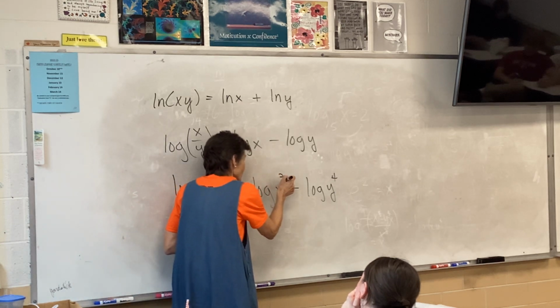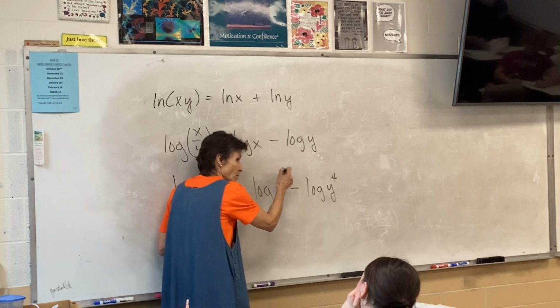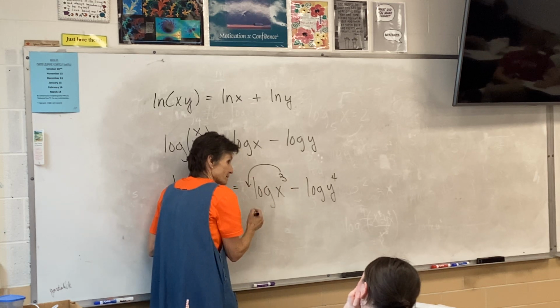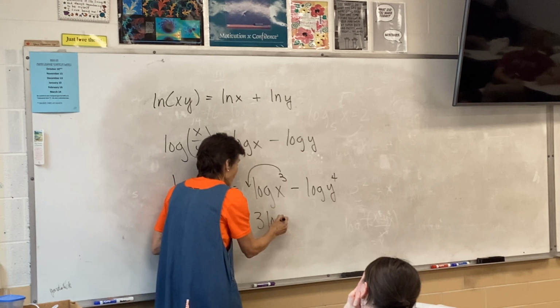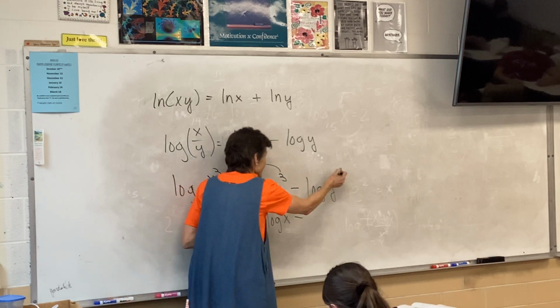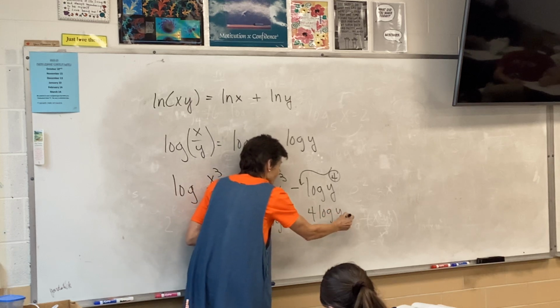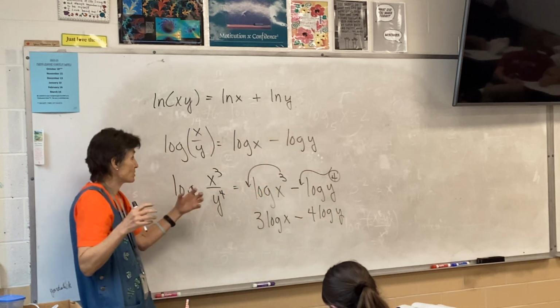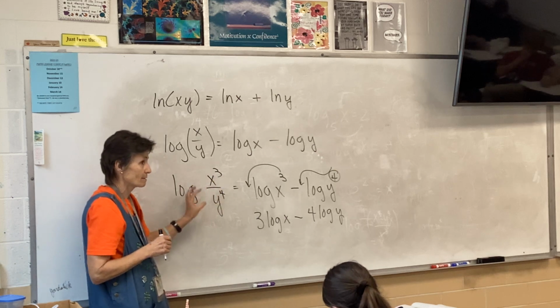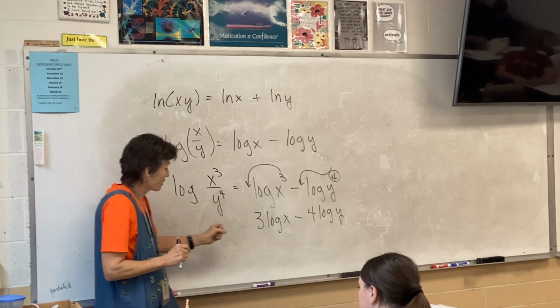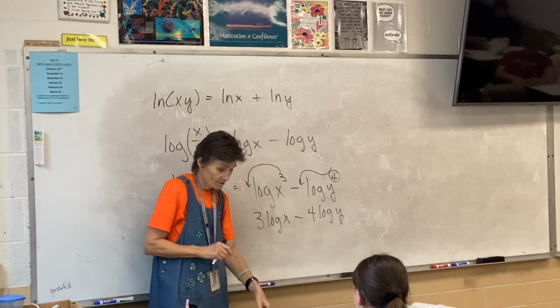Now, there's one more step. Who remembers where these exponents go? They go out in the front. So 3 log x minus 4 log y. That is the expansion. So we started with this, one simple logarithm, and we broke it apart into these 2.